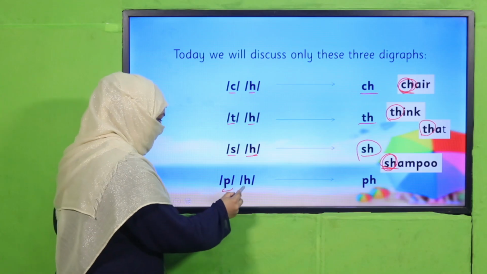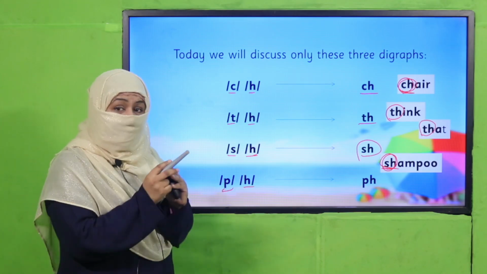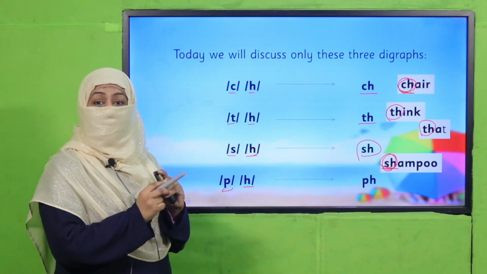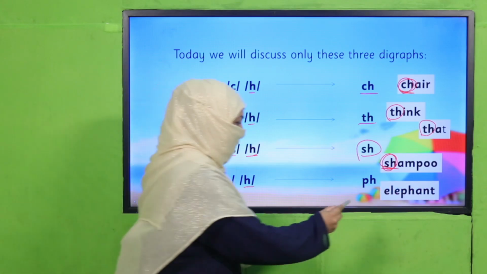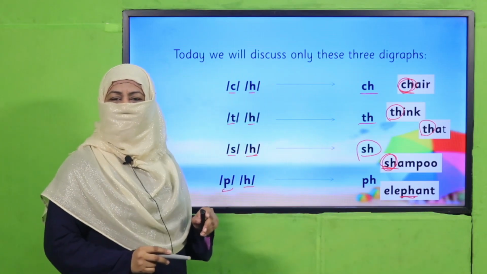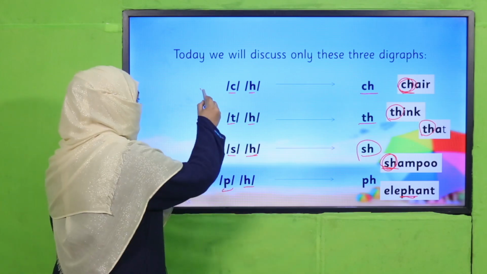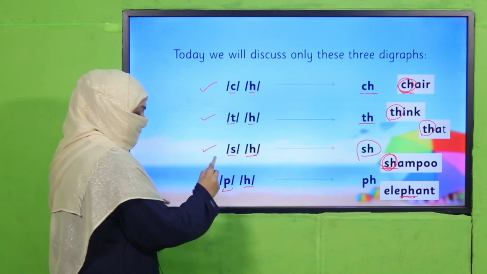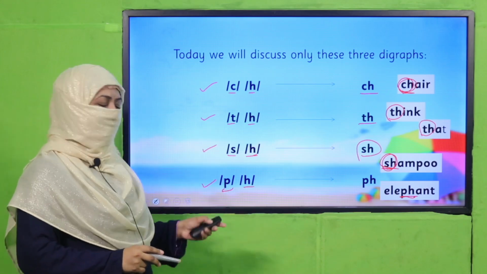And PH. P and H, but when they are together, they give f sound, as in elephant, this elephant, or fawn. All right. So, beta, this is the concept of digraphs. And these are 4 digraphs which we are going to discuss today. All right. There are more than this, but we will focus on these digraphs.